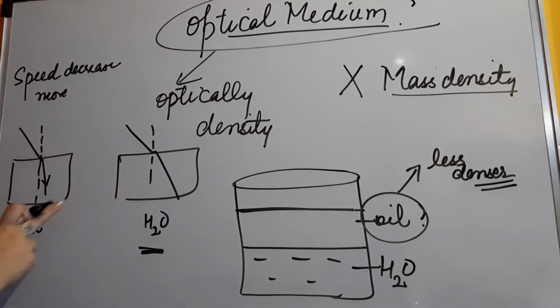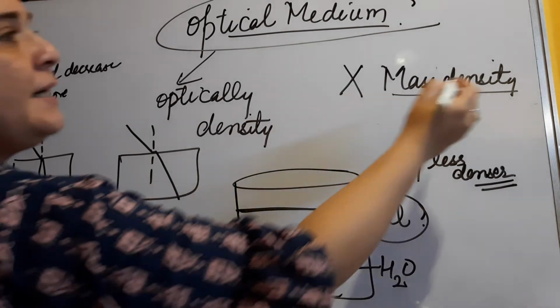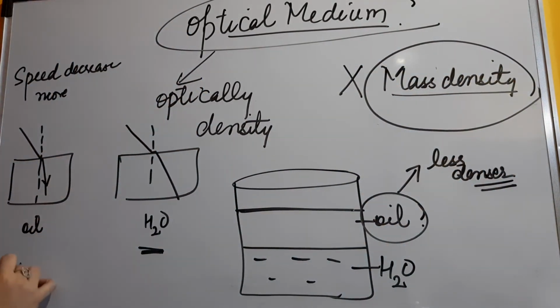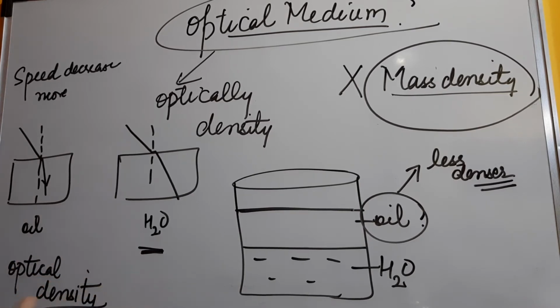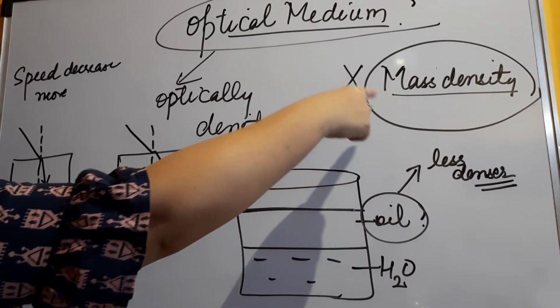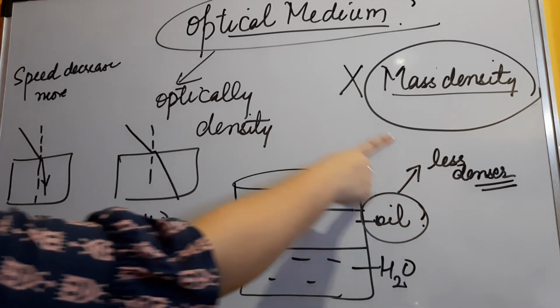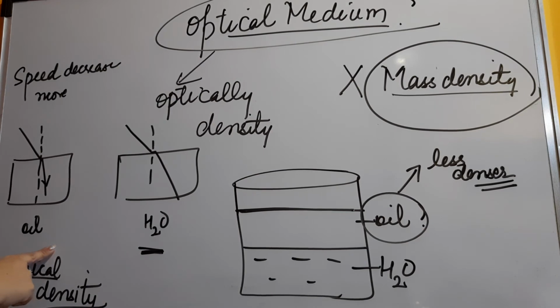We know that oil is less dense in terms of mass density, but it is more dense in terms of optical density. So you have to remember that optical density and mass density are two different concepts. There will be mediums wherein the mass density is more and optical density is less, or optical density is more and mass density is less. This is a very common example of oil and water, wherein the mass density of oil is less but the optical density of oil is more.